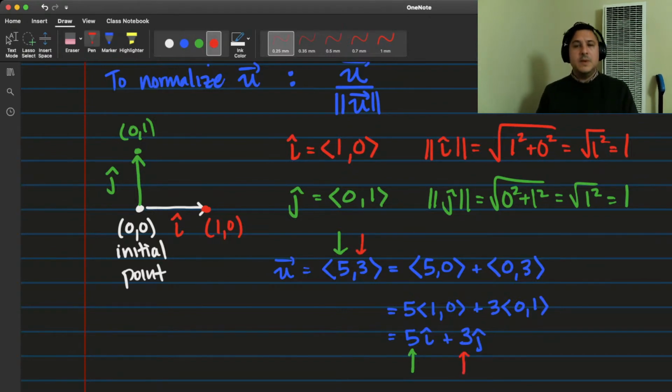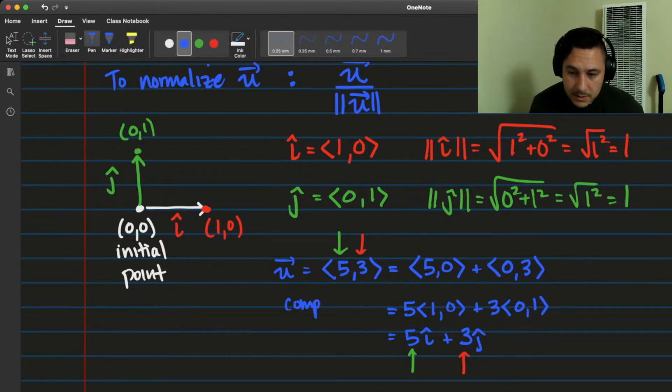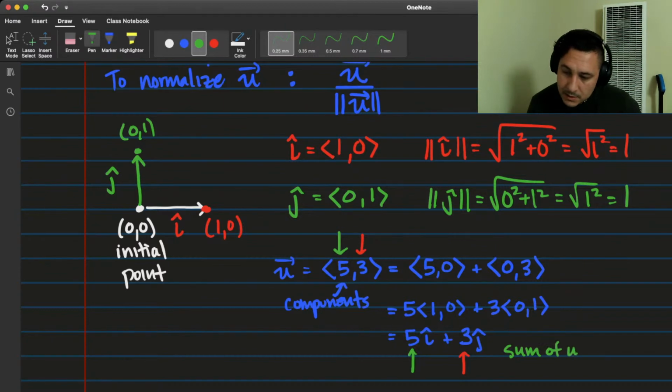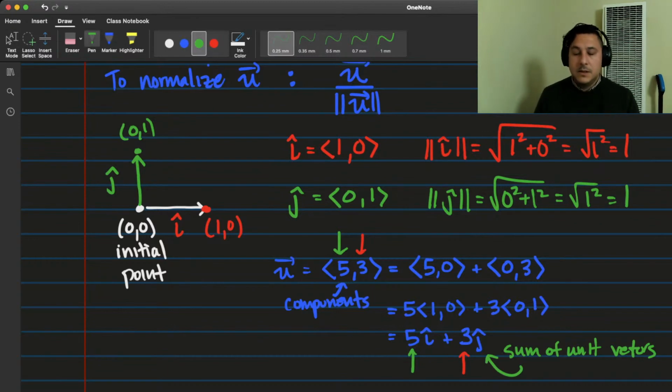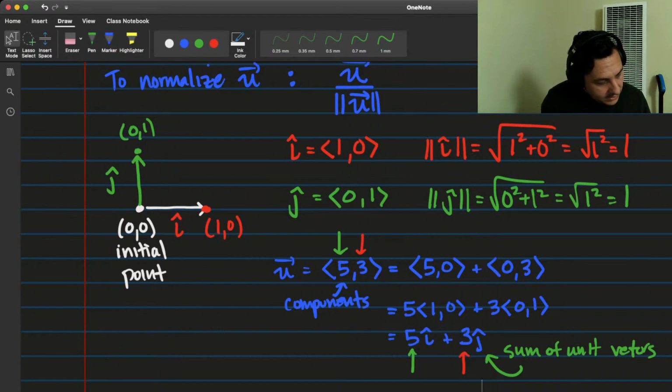Okay, so we're going to use this later. There are many different ways to represent vectors. You can represent them in components, like we have right here. Or you can represent them as a sum of unit vectors, which we have right here. Okay, and we're going to explore this as we go on about why you might want to do these things. Okay, and that is the end of the video.